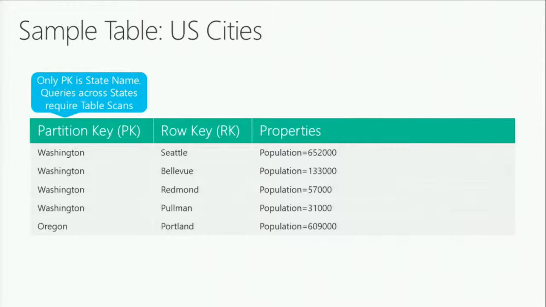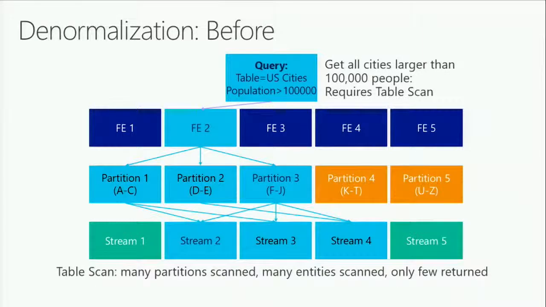So again, back to our US cities sample. The partition key here was state name, and queries across states require table scans. So when I wanted to do a query for all the cities that have more than 100,000 people or more than 10,000 people, I had to include multiple partition servers to complete that operation. That's going to be just very inefficient. And also what you see here is we will have scanned many, many, many entities, but only returned a few. So just the density of results that was returned was very low.